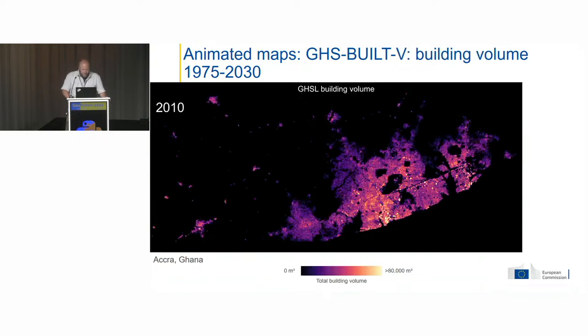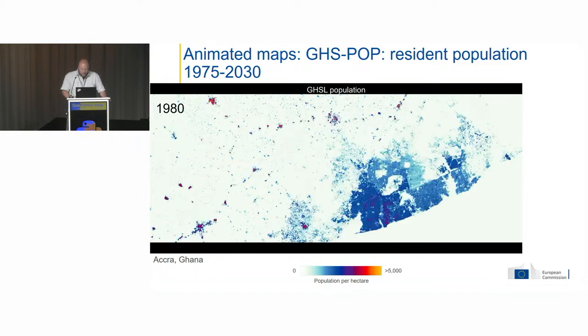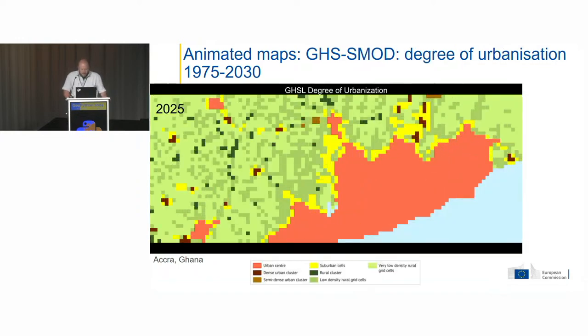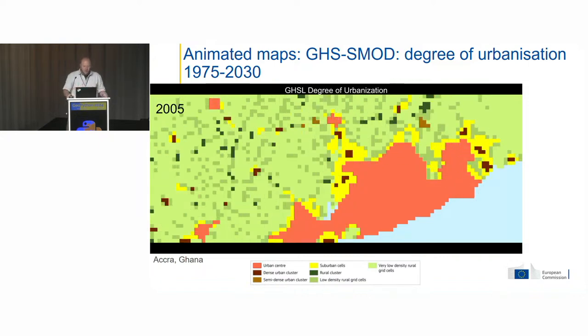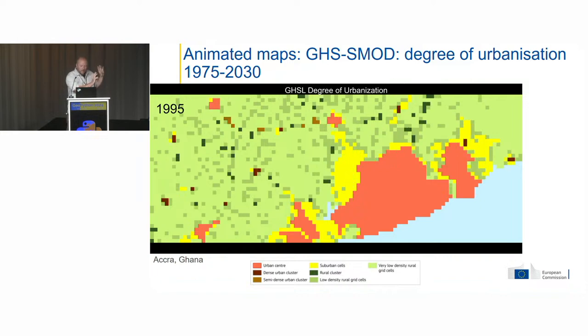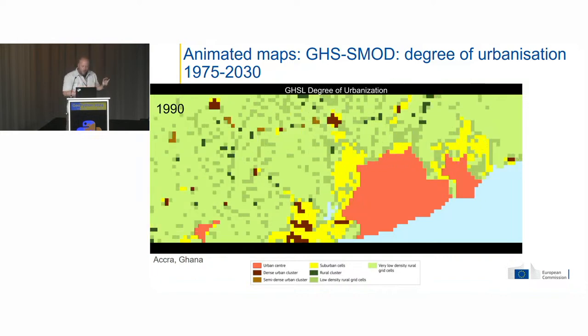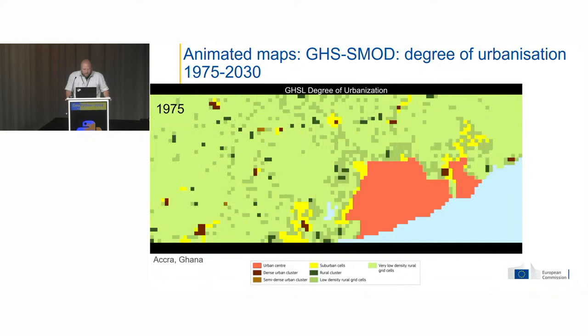The same here for building volume. Over time, you can basically see a similar pattern. This would be the population layer, where you can see high density population versus lower density in the outskirts. And then this would be the degree of urbanization, which is spatially coarser. So this is produced at 1 kilometer spatial resolution. And red is basically what is considered an urban center according to this definition. And you can nicely see how it grows towards the inland and how it pushes the suburban or peri-urban areas, the yellow ones, further out, right? You can nicely see the growth pattern.